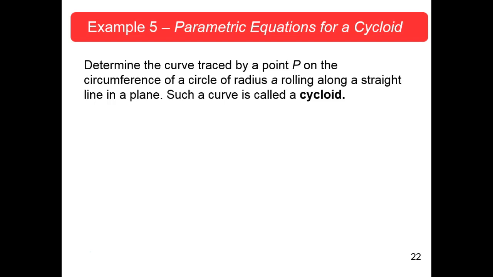Parametric equations for a cycloid. And that's why they introduced the cycloids on the little box in the margin there. Determine the curve traced by the point P on the circumference of a circle of radius A rolling along a straight line in a plane. Such a curve is called a cycloid. Okay?